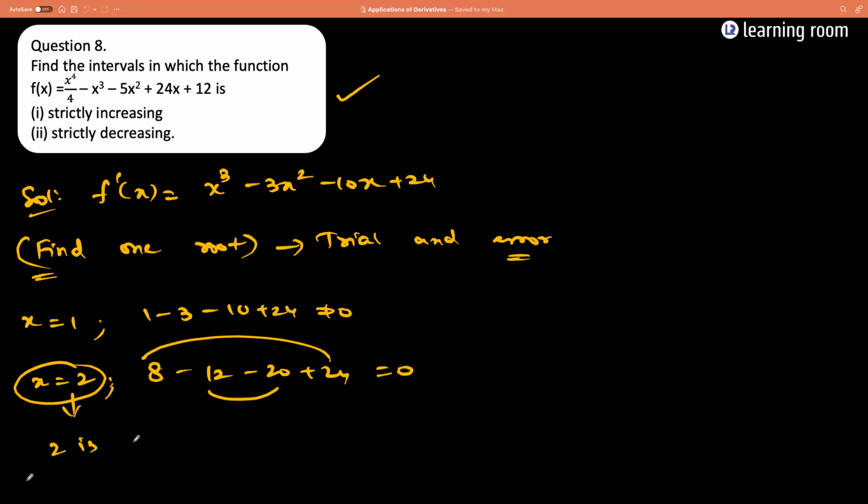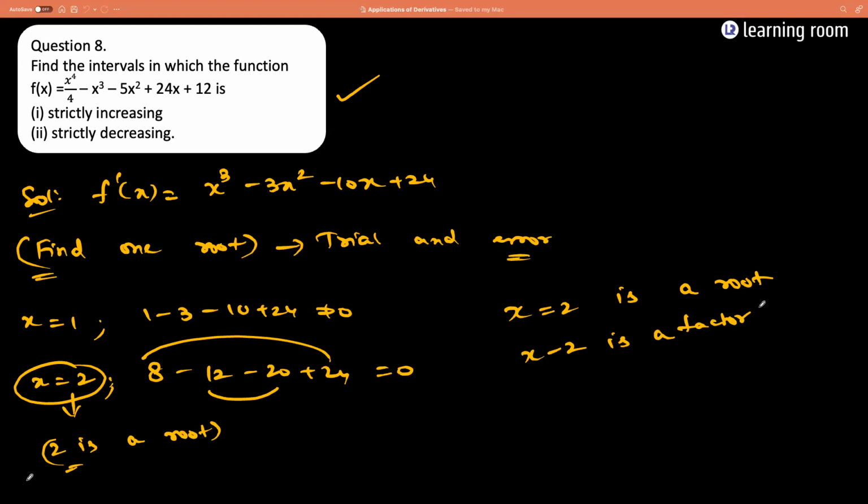2 is a root. So generally for a third degree polynomial, how many roots are you going to have? For a cubic equation, you will have 3 roots. One of the roots is 2. How will you find the other 2? Sir, x minus 2 will be 1 root. So x is equal to 2 is a root. X minus 2 is a factor. Am I right? Guys, you know or not?